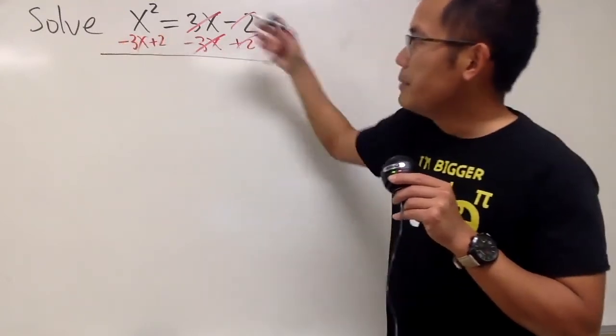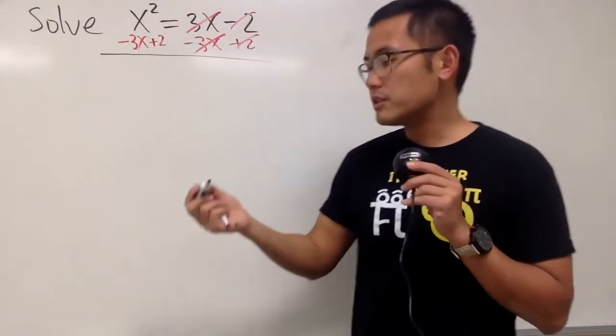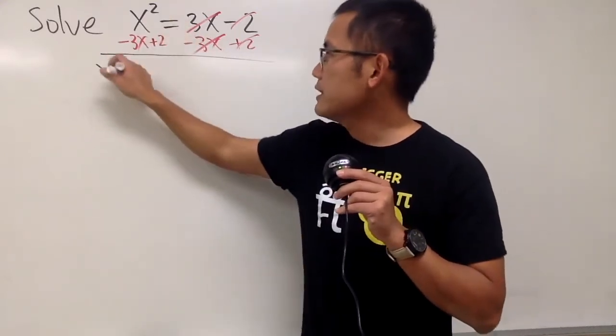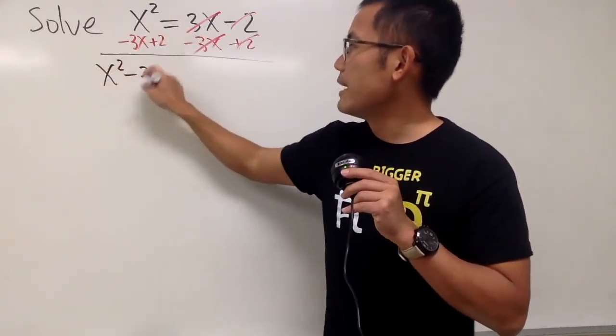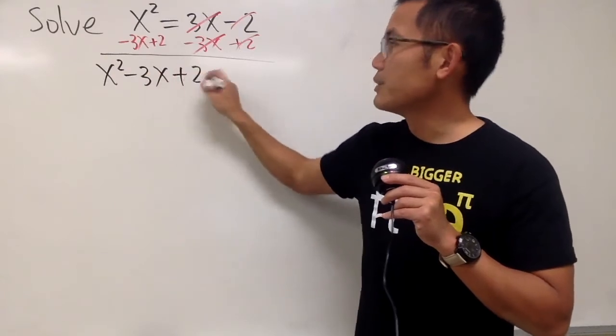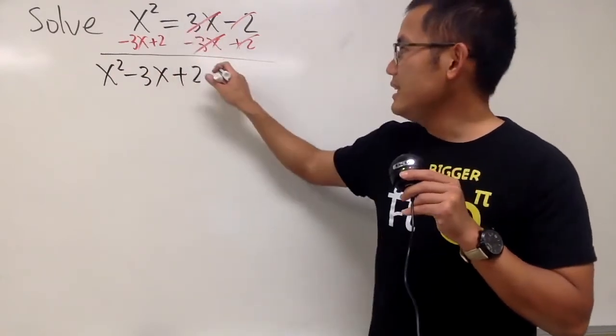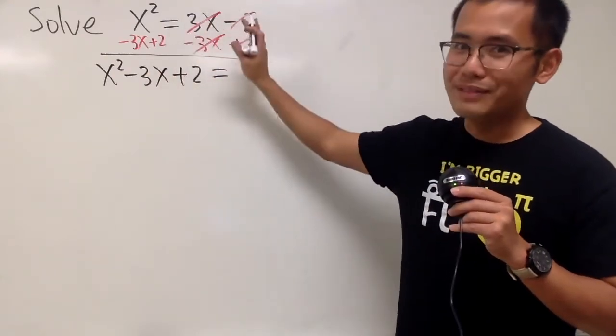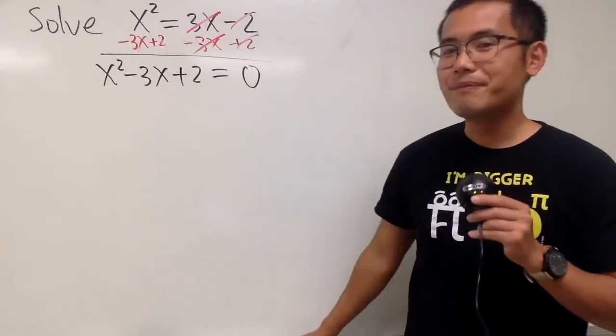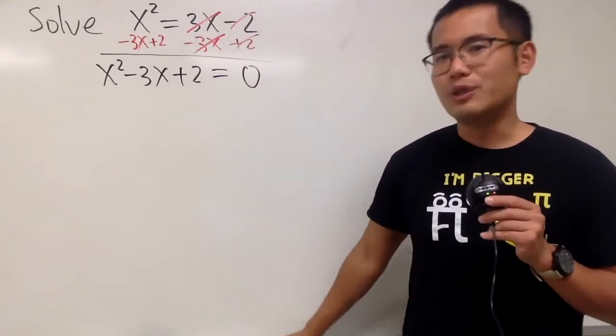All right. And be sure to write the equation in the standard form. So we should have the x squared first. And the next, that's a minus 3x and then plus 2, like this. And that's equal to, well, we have 0 on the right-hand side. So that's what we have. Now, how can we solve this equation?